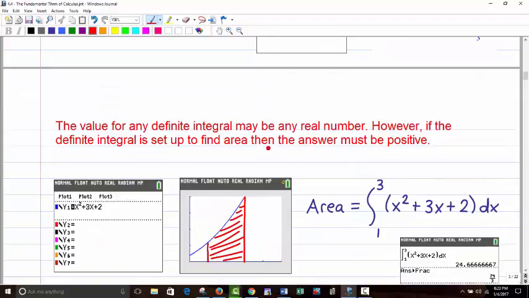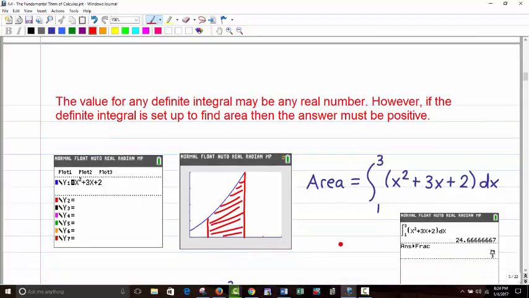I mentioned this in the previous video, but it's certainly good to have it in here again. The value for any definite integral can be any real number: positive, negative, or 0. But if the definite integral is supposed to find area, the answer must be positive. And this is the same function from another video, where at the time I just showed you that this was the integral that would evaluate the area right here. But now we have the ability to find the integral, because we now know the rule.